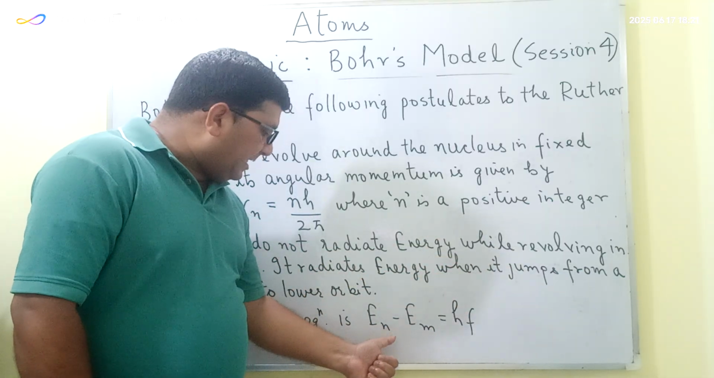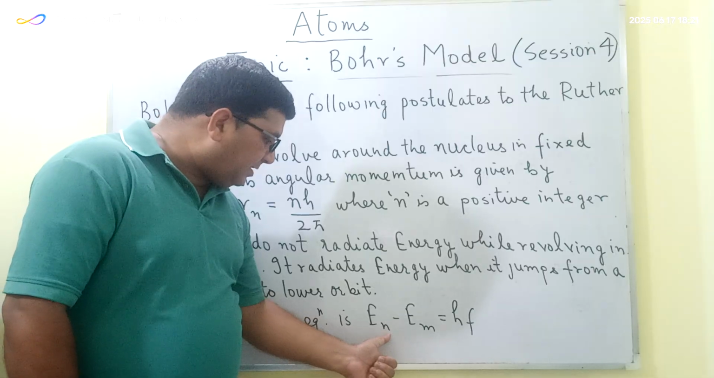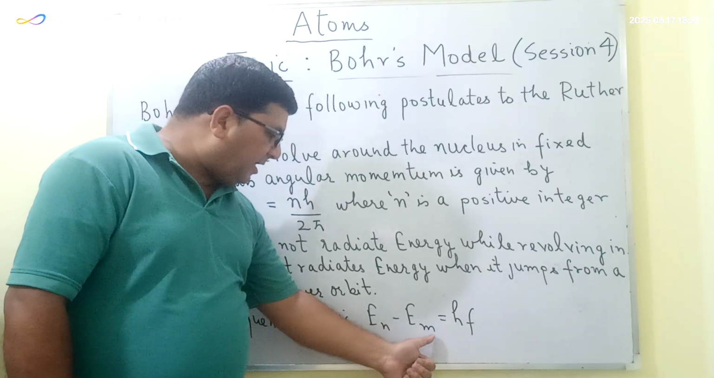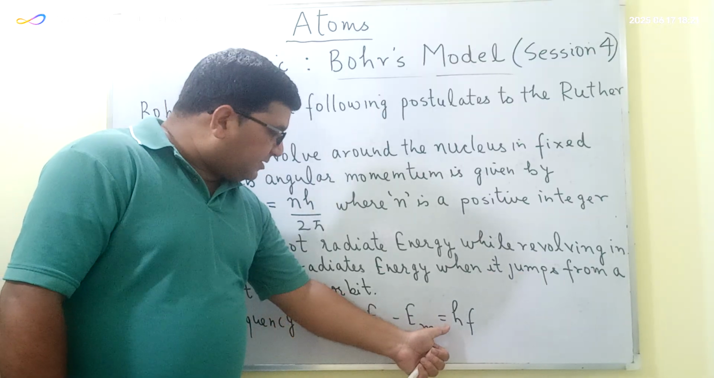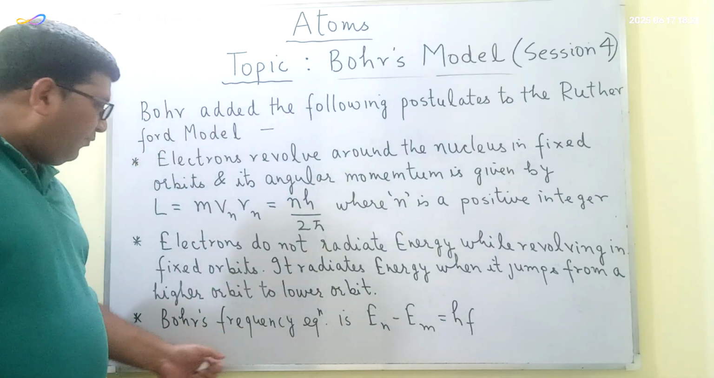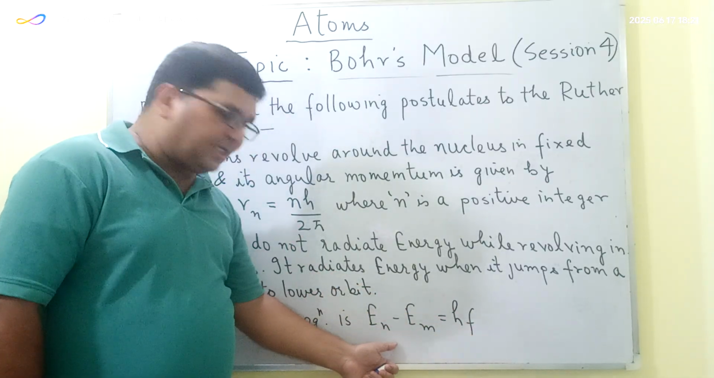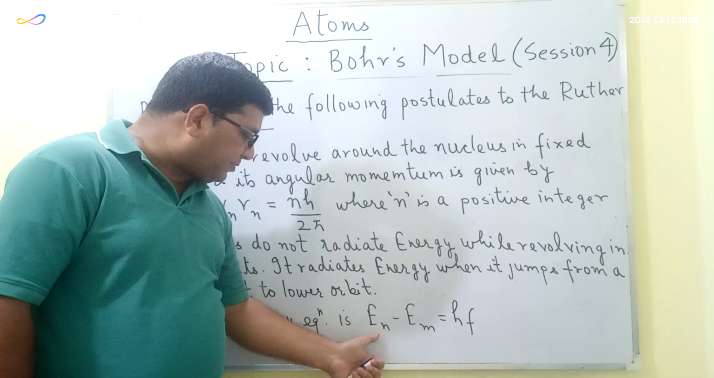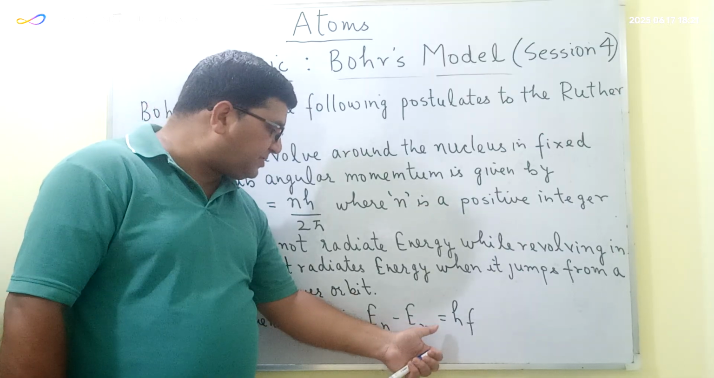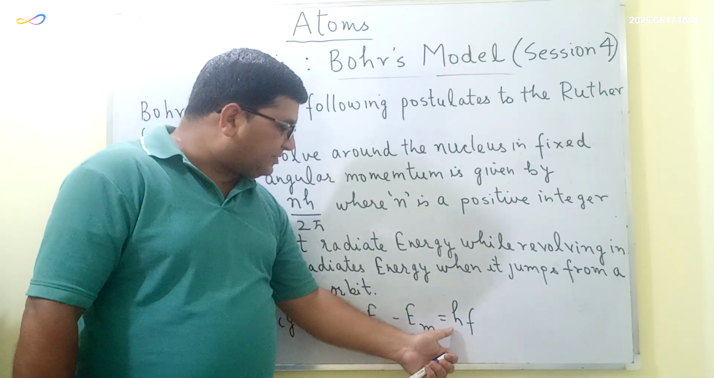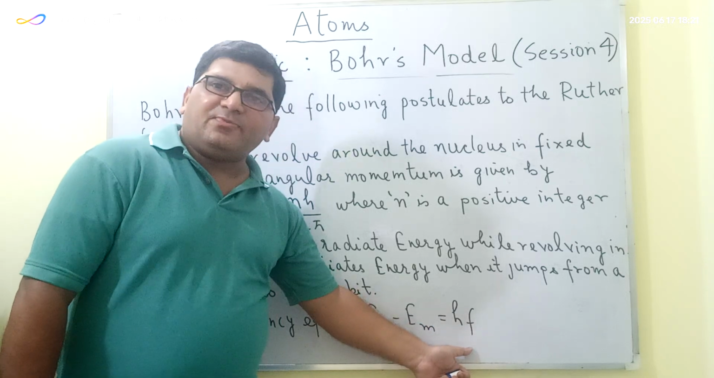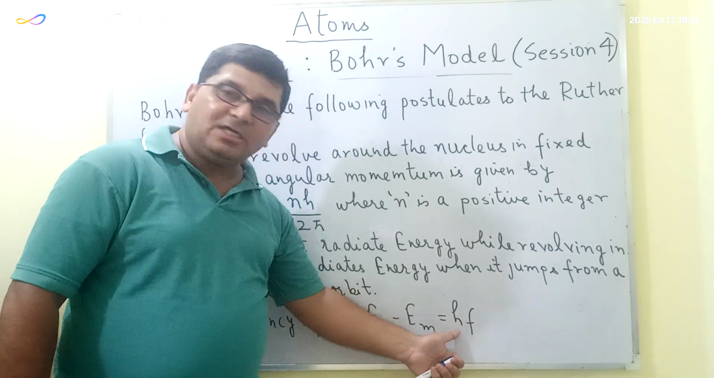So if the electron is jumping from the nth orbit to the mth orbit, then the frequency of the radiation emitted will be given by this equation. That is the energy of the electron in the nth orbit minus the energy of the electron in the mth orbit. This is equal to h into f, where f is the frequency of radiation and h is the Planck's constant.